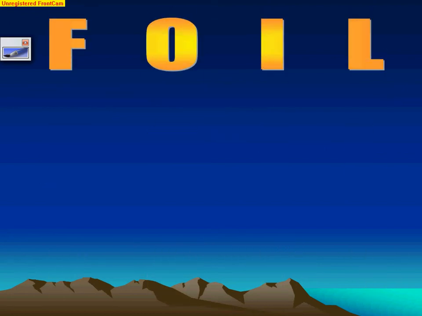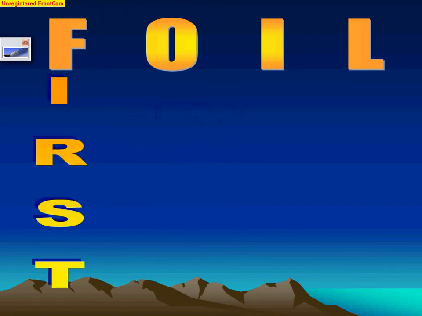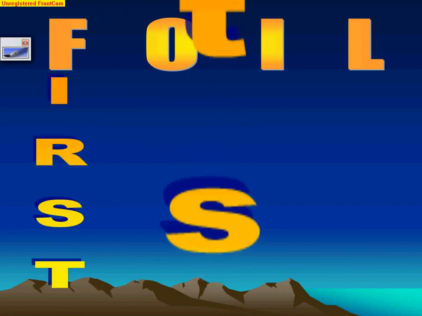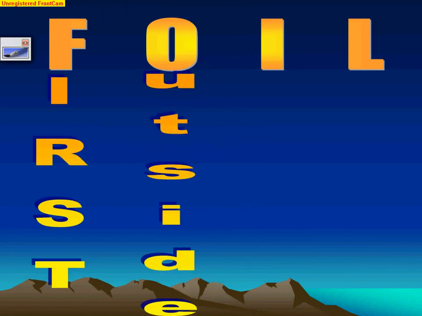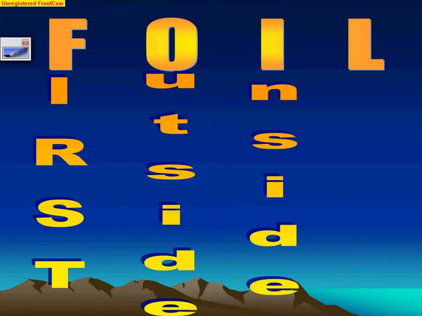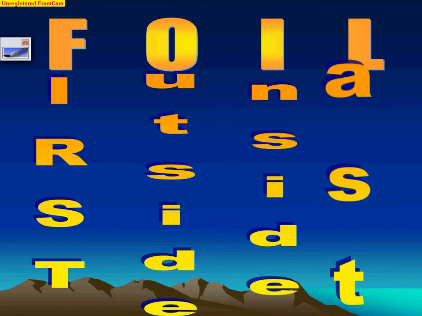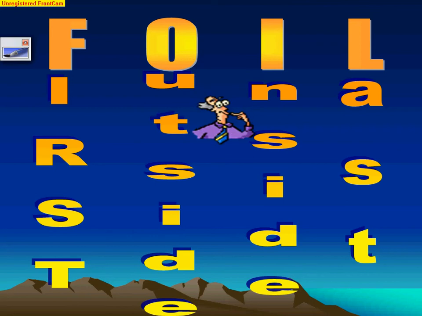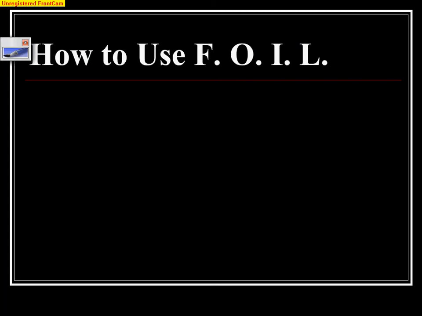FOIL stands for, and this you do need to write down, FOIL stands for first, outside, inside, and last. Alright, this is the FOIL method. Now, how we use FOIL.